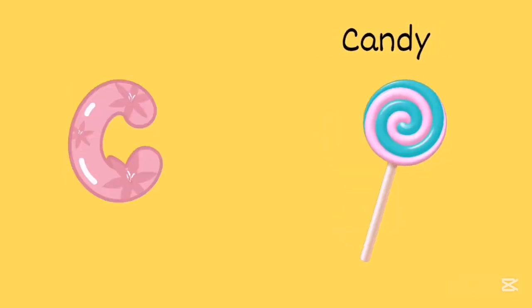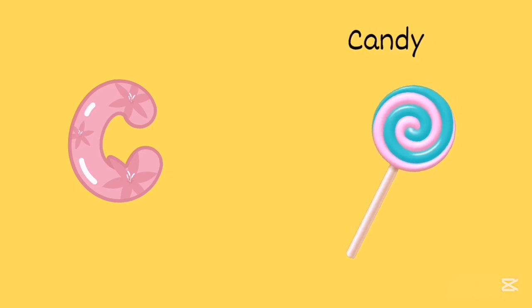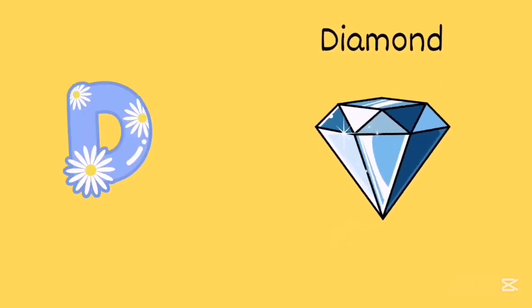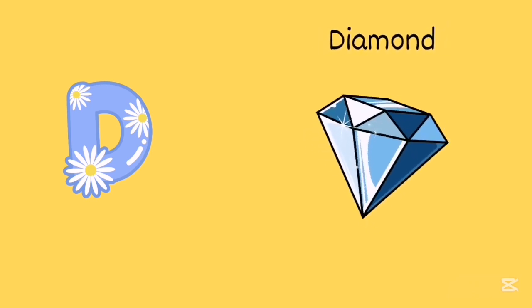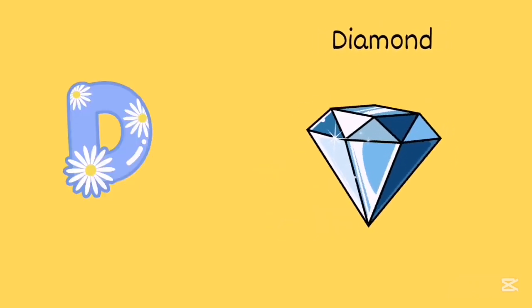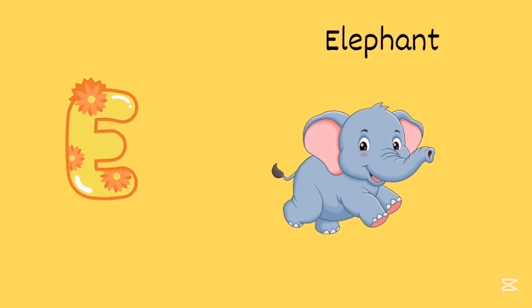Candy. C, candy. D is for diamond. Diamond. D, diamond. E is for elephant.